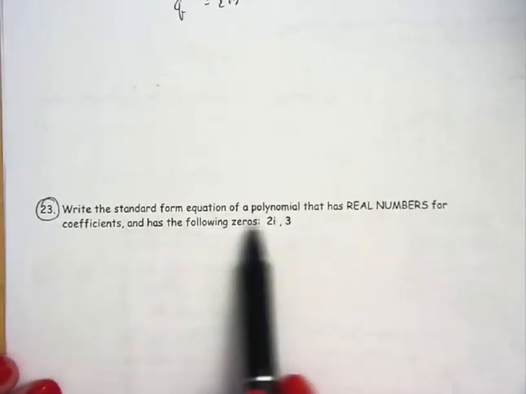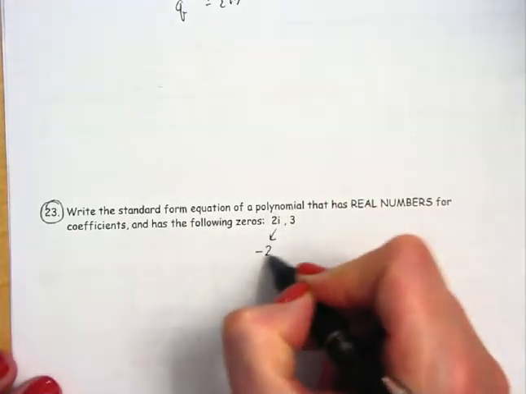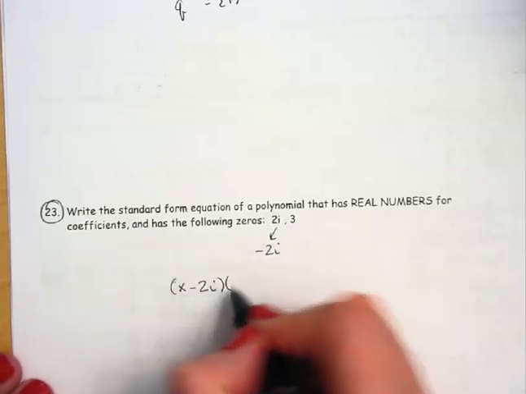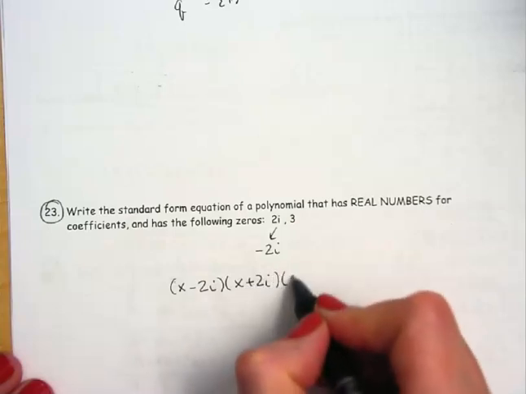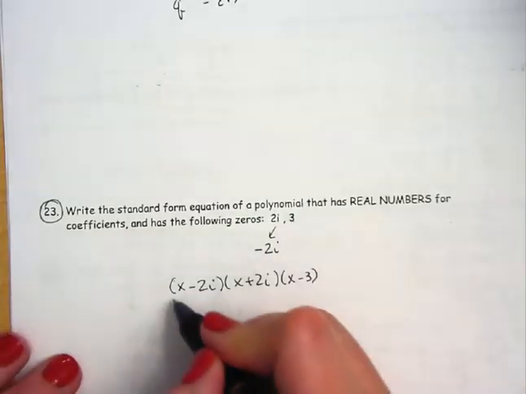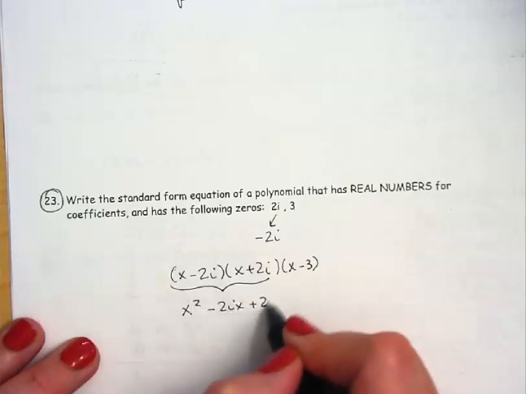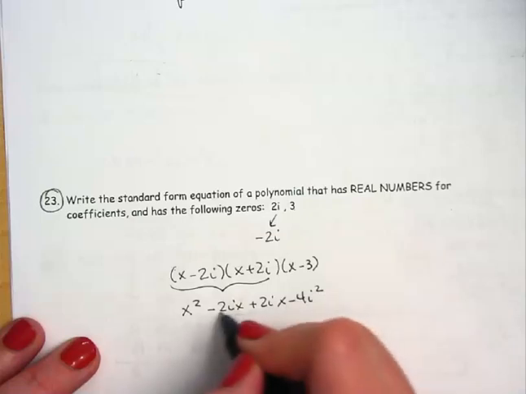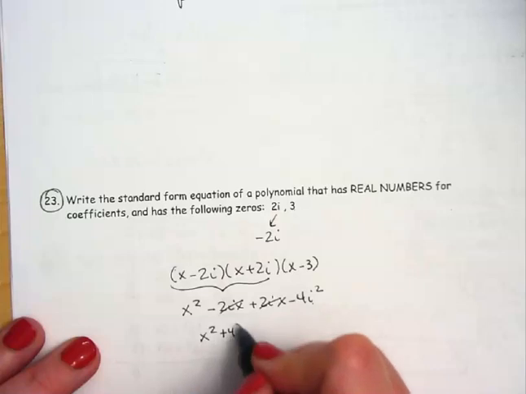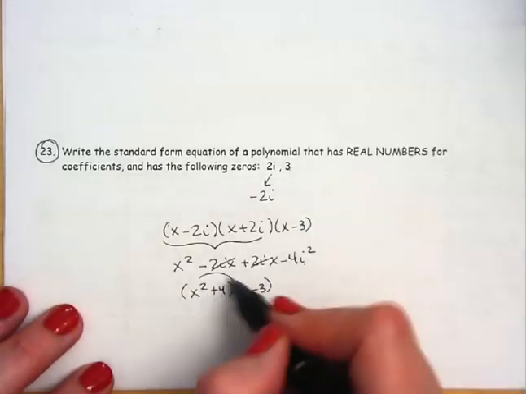23. Write standard form that has real numbers for coefficients and has these zeros. So remember, if you have 2i, you also have negative 2i. So I'm going to write factors for these. X minus 2i, x plus 2i, and then this 3 gives me a factor of x minus 3. So you want to FOIL these. Cancel, cancel. Remember, i squared is negative 1 times negative 4 becomes positive 4. And then times your x minus 3, you're going to FOIL.